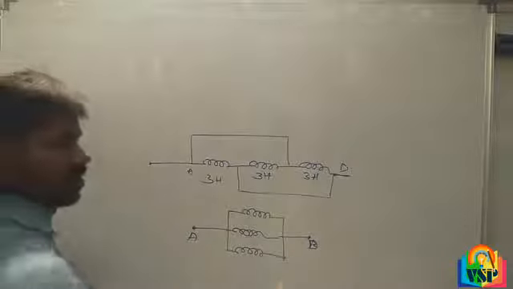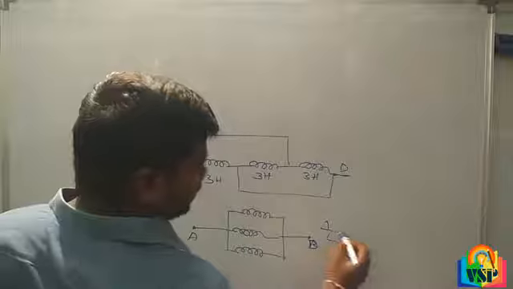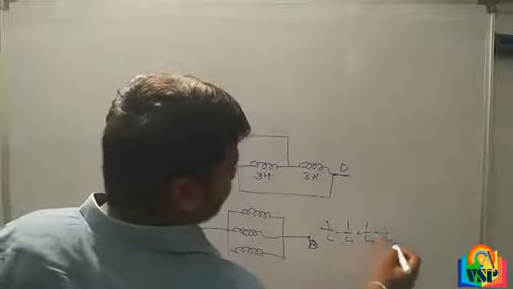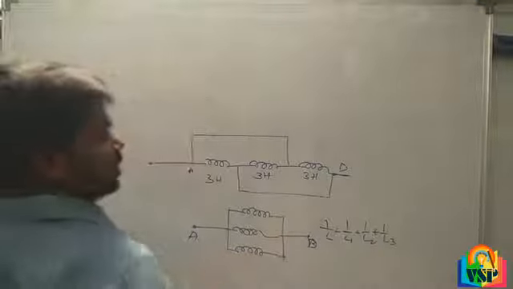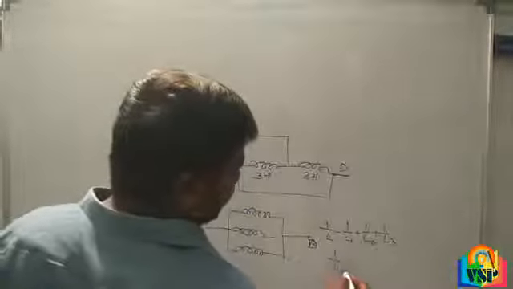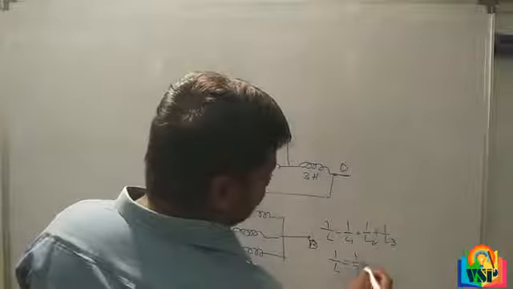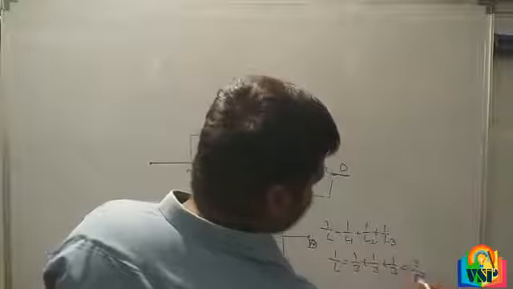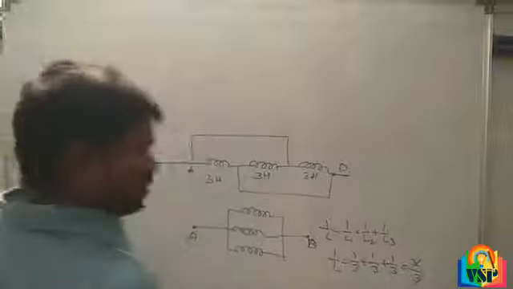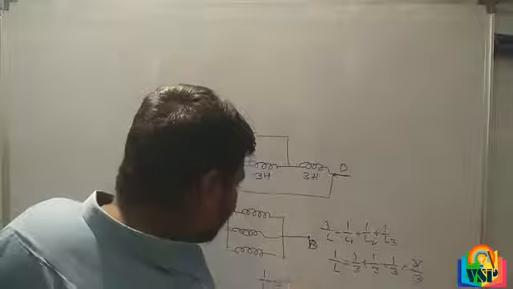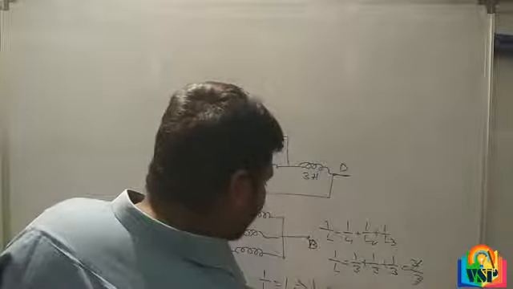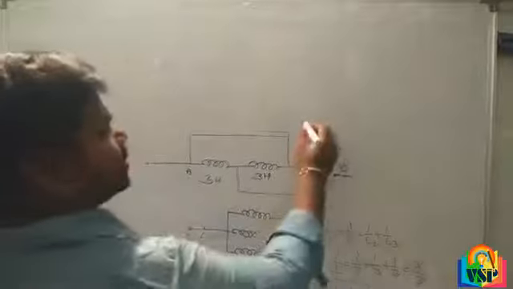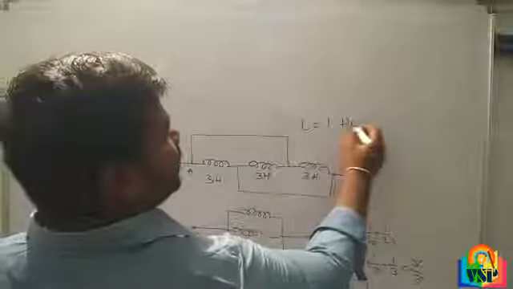Understand what the formula is? 1 by L is equal to 1 by L1 plus 1 by L2 plus 1 by L3. Each is 3 Henry. 1 by L is equal to 1 by 3 plus 1 by 3 plus 1 by 3, which is equal to 3 by 3. Then 1 by L is equal to 1, then L is equal to 1 Henry. The answer is L is equal to 1 Henry.